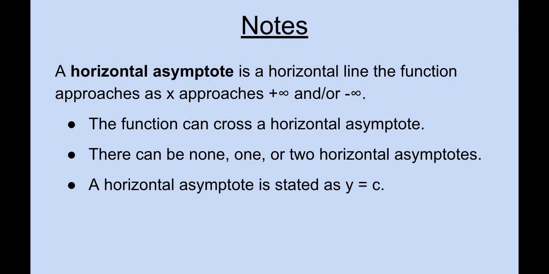Okay, and the last one is a horizontal asymptote is stated as y equals c. It's a horizontal line. So when I ask you to state the horizontal asymptote, you write it as a horizontal line: y equals some constant, some value. It will not equal infinity because that's not a horizontal line.